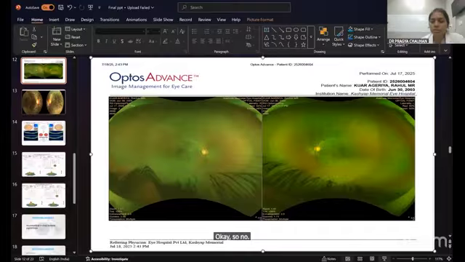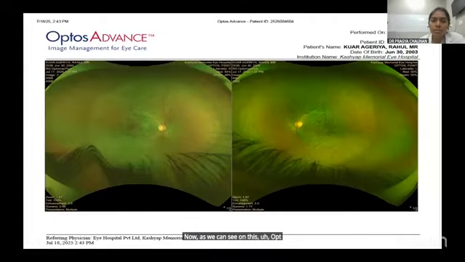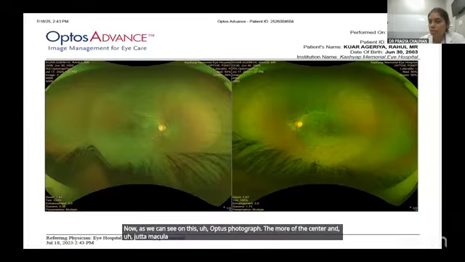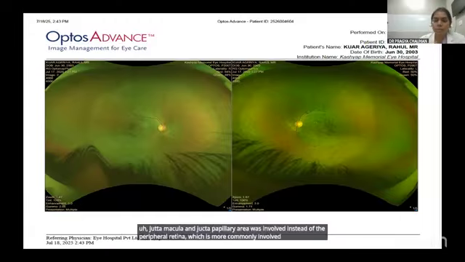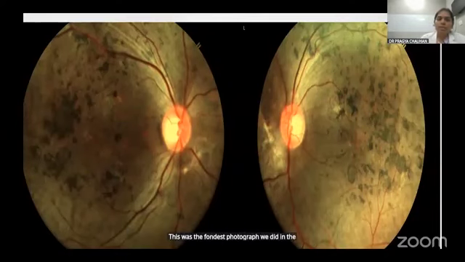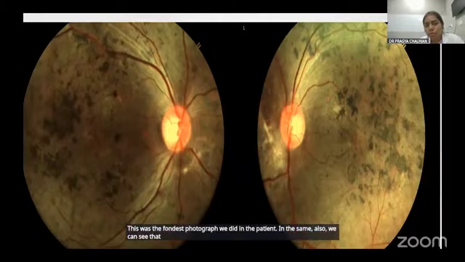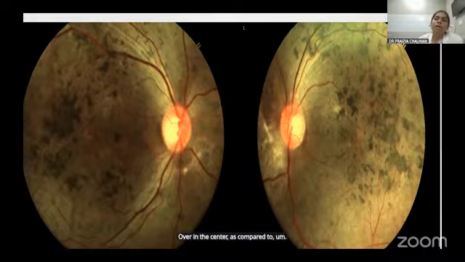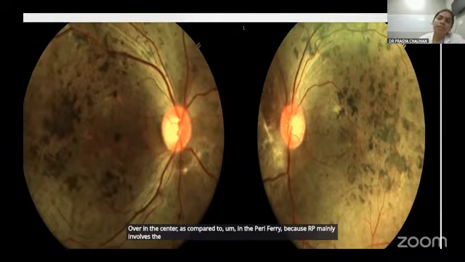Now, as we can see on this ultra-wide field photograph, the center, juxtamacular and juxtapapillary area was involved instead of the peripheral retina, which is more commonly involved in retinitis pigmentosa. This was the fundus photograph we did in the patient. In the same also, we can see that the bony spicules were more over in the center as compared to the periphery, because RP mainly involves the periphery first and then it comes to the center.